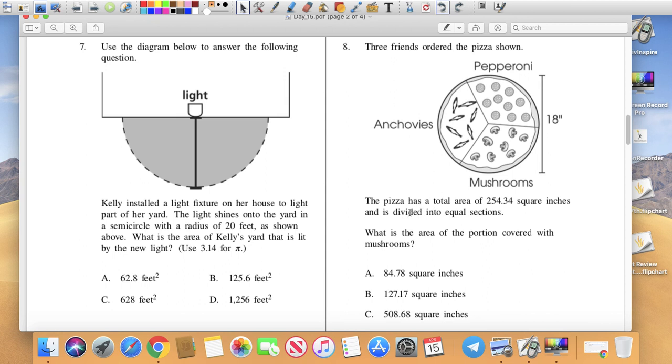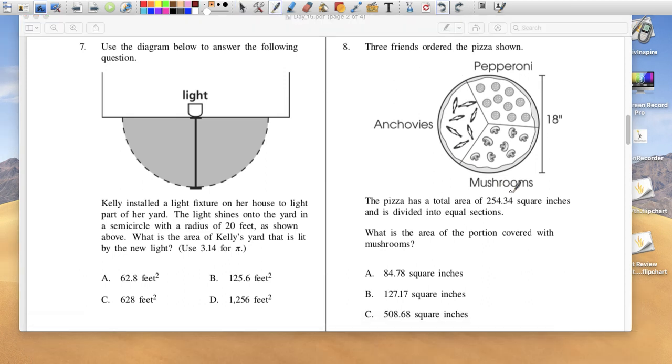This can't be that easy. Pizza has a total area of 254.34 square inches, and it's divided into equal sections. What is the area of the portion covered with mushrooms? Well, if the total area here is 254.34, and we want the area with the mushrooms, just divide it by 3.